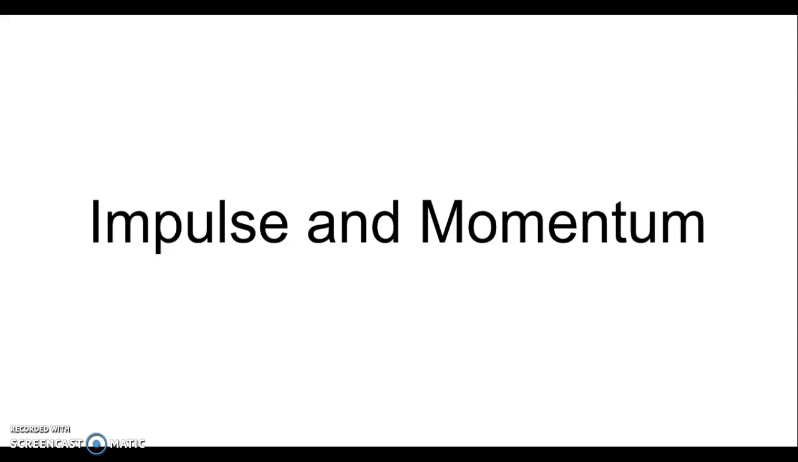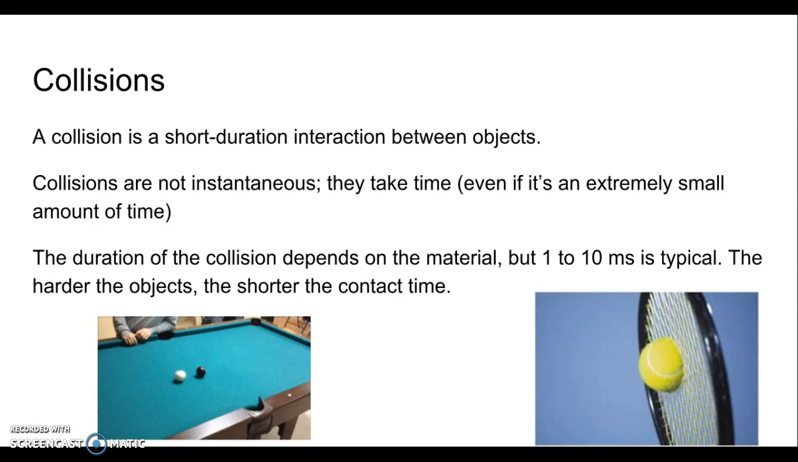Hi everyone. So today we're going to talk about impulse and momentum. First, impulse and momentum has to do with collision. A collision is just a short duration interaction between objects. Collisions are basically when objects hit each other.